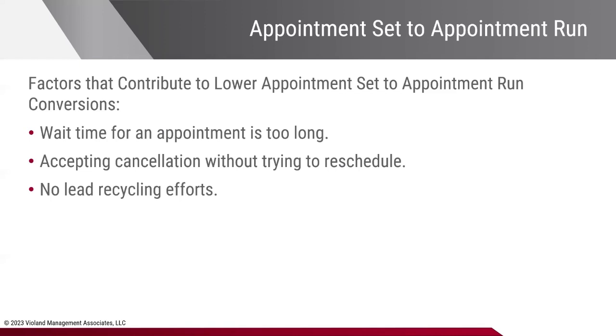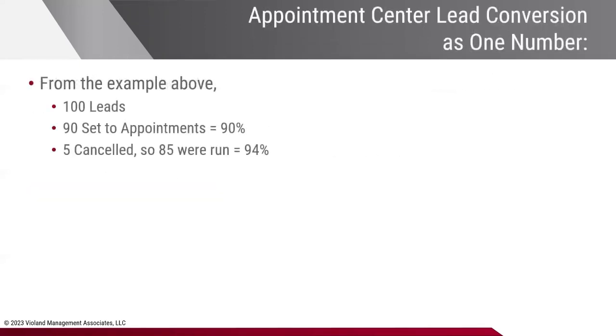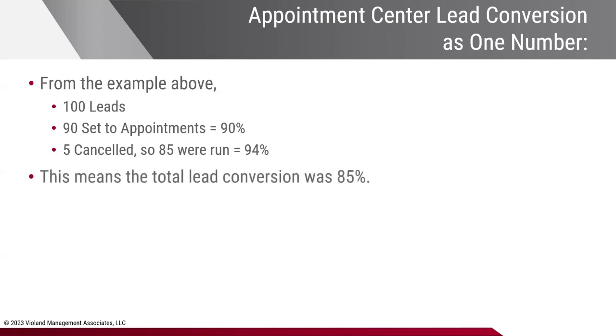This is their realm. And I like to put these two first conversion points, which both happen in the appointment center, together as one number. So if you started out with 100 leads and you set 90 of them to appointment, yes, your first bus stop is 90%, but then 5 cancel, so 85 were actually run, and that particular bus stop was 94%. But we want to put these together and see the entire appointment center's lead conversion as one number. In this case, it would be 85%.